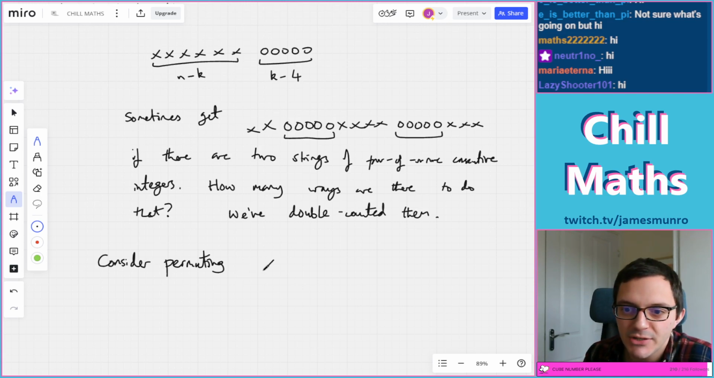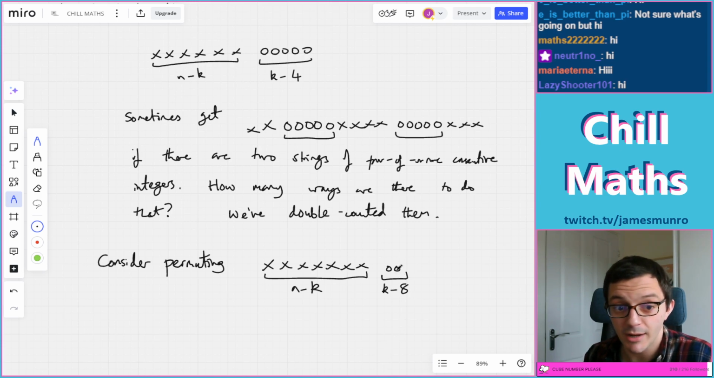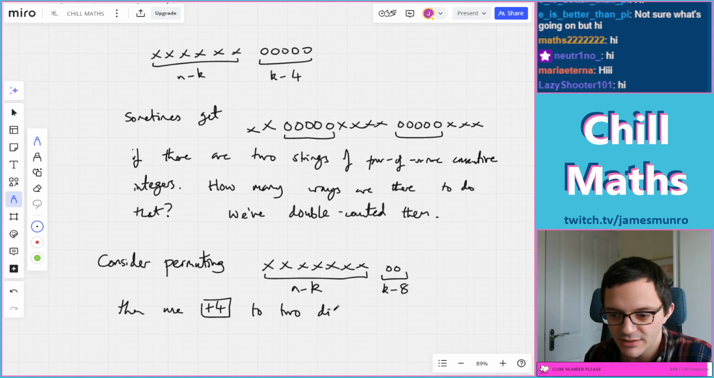We're going to consider permuting all of the kind of nonsense things that we're not picking, and k minus 8 of the things that we are picking. Then use +4 card to 2 distinct strings.